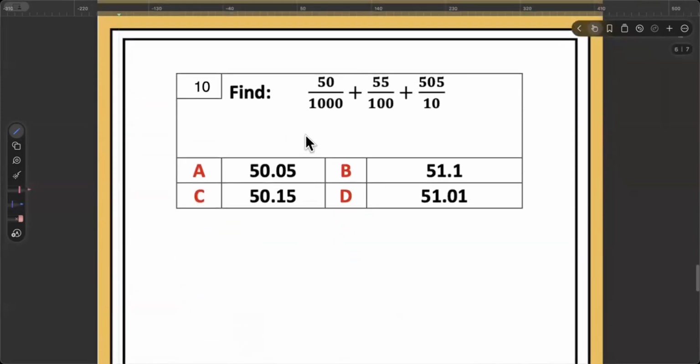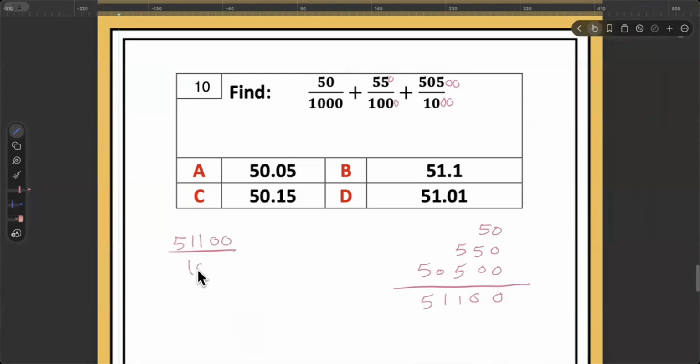In this question, 50 over 1000 plus 55 over 100 plus 505 over 10. Now we can make all of them with the same denominator. So we just add 1 zero and 1 zero. Here we can add 2 zeros and 2 zeros. Then add the numerators: 50 plus 5500 plus this number. Just add them. So it will be 51100 over 1000. You can cancel 2 zeros with 2 zeros, so it will be 511 over 10, which equals 51.1. So the answer is B.